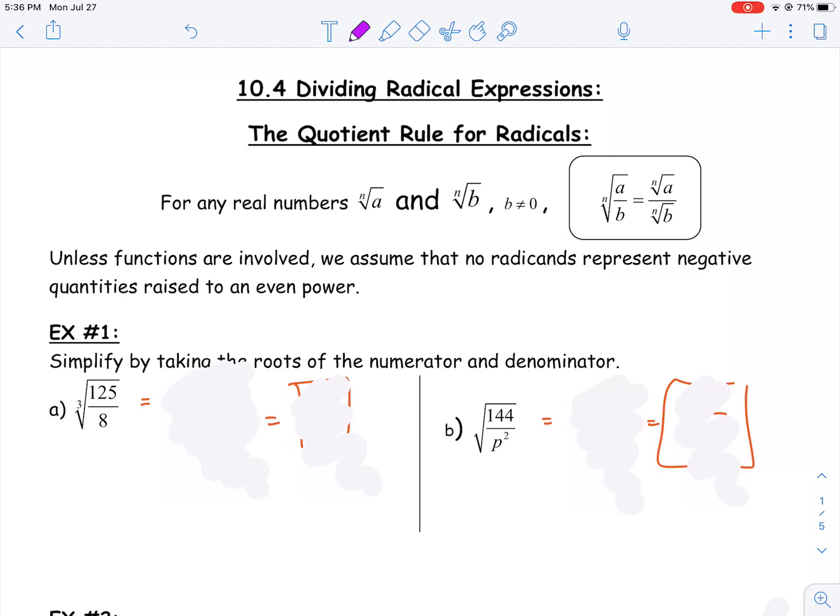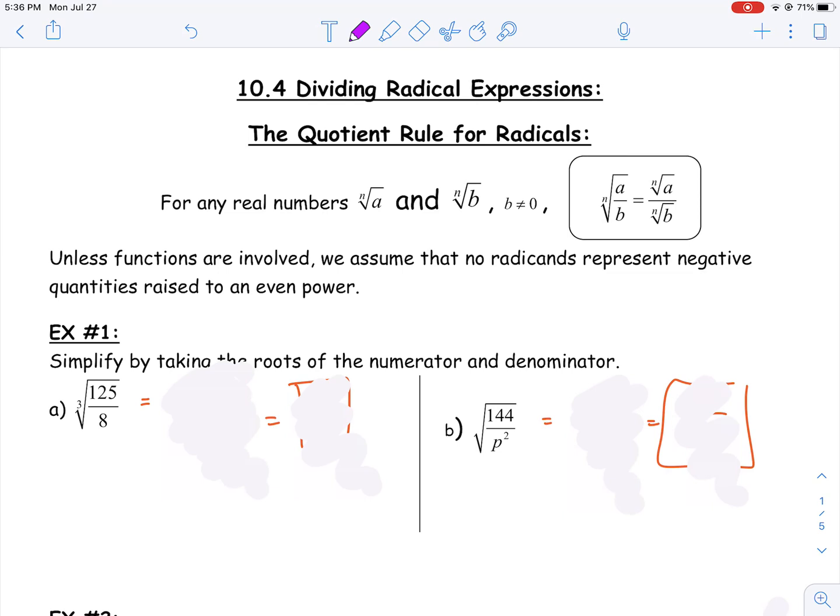All right, in our last section in chapter 10, we talked about multiplying radicals. Now let's talk about dividing radicals. And just like there was a rule with multiplication, where as long as my radicals were the same, I could combine them into one radicand, or if they were one radicand, I can separate them into two different radicals, it works the same way with division.